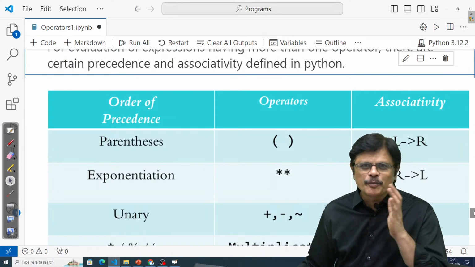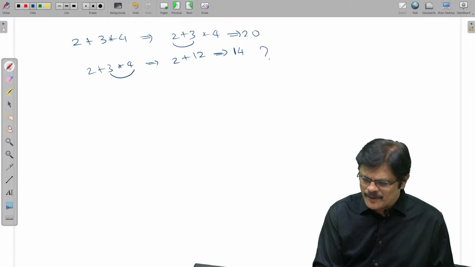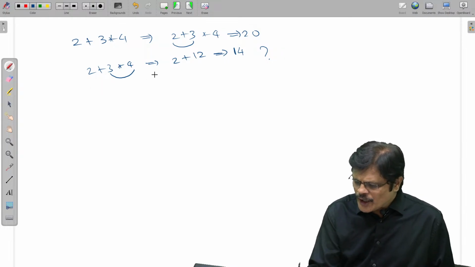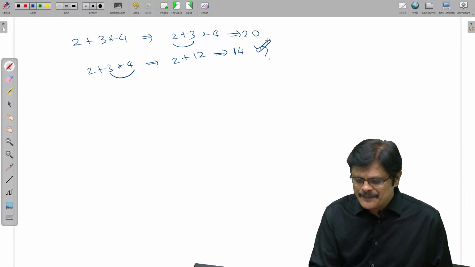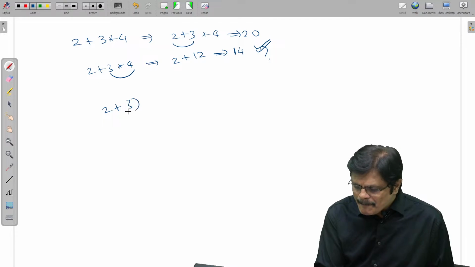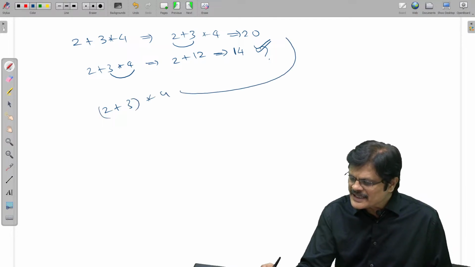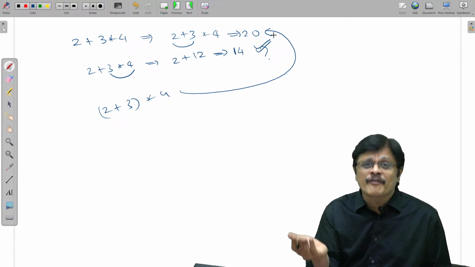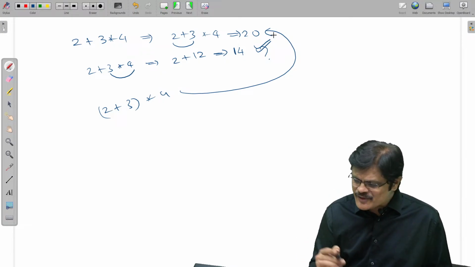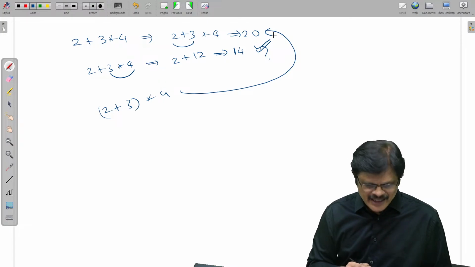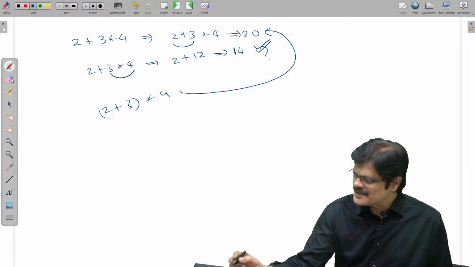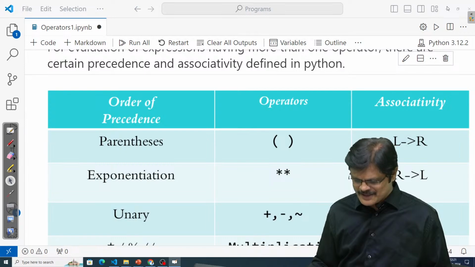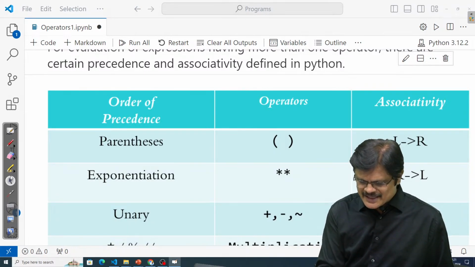Parenthesis: normally in this problem this is the answer you get, but if I use parenthesis, then you can get this other answer. So using parenthesis, we can change the order of precedence. Yes, sir. We can change the order of precedence. Okay, so that is the idea.